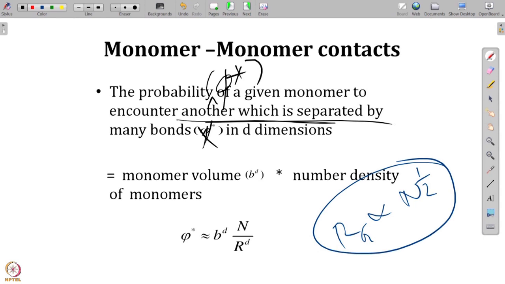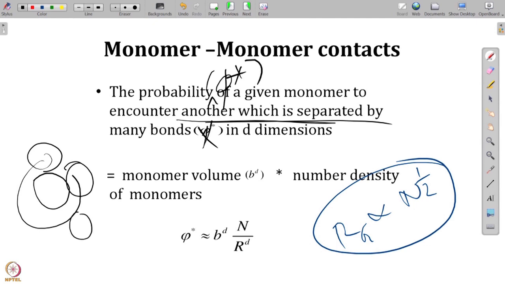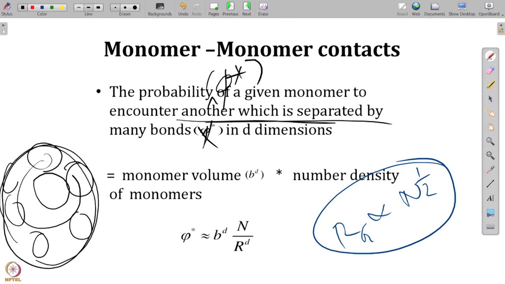So, how would that come? It will come because it will be just like in the liquid state, where there is a volume of a monomer. Just like in the liquid state I have a volume of a monomer, which I can take with excluded volume, then the number of molecules there, the contacts within the same shell, will be the density.